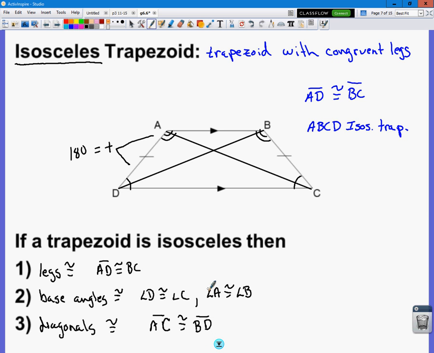Questions about our properties of an isosceles trapezoid? Am I good? Can I go forward?